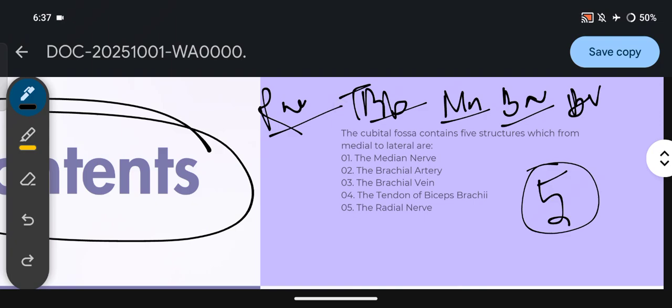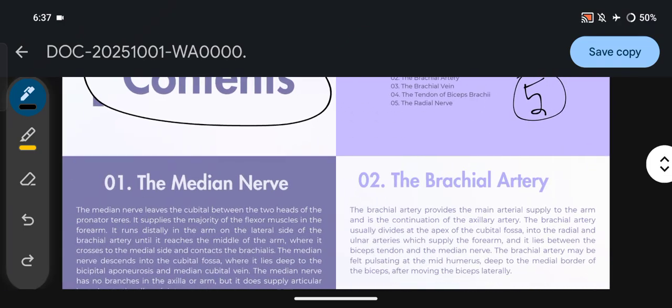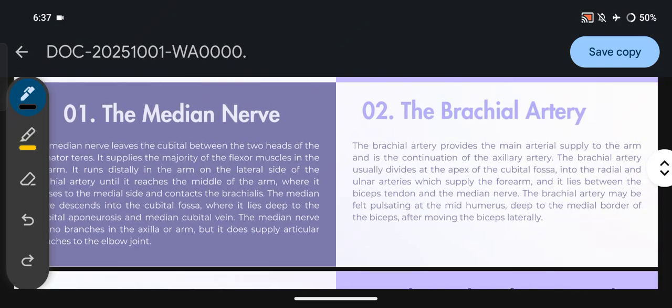So what are the structures? First one is the median nerve, second one is the brachial artery, third one is the brachial vein, fourth one is the tendon of the biceps brachii, and fifth one is the radial nerve. Let us discuss one by one. First of all, the median nerve.